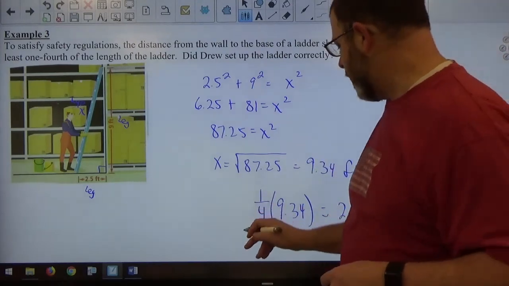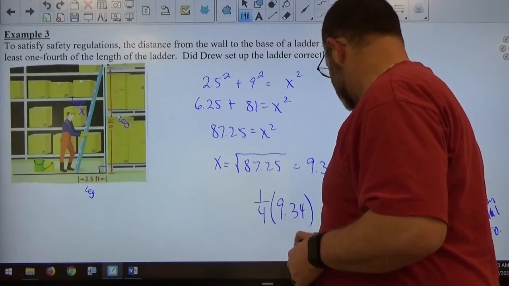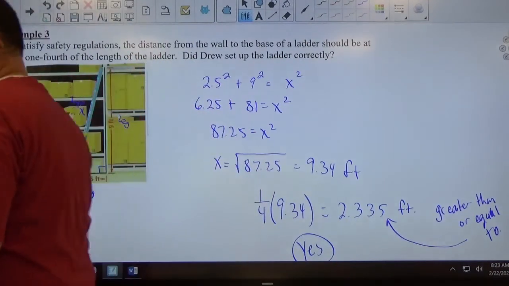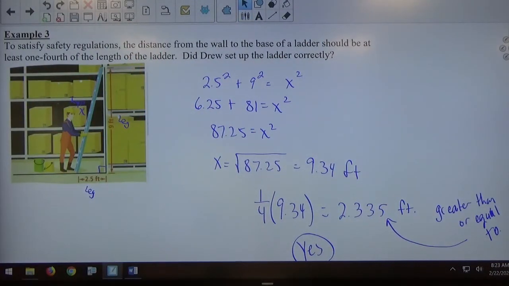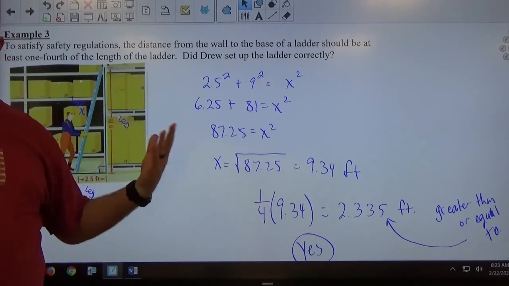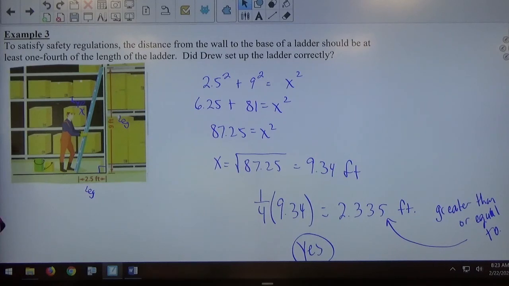So again, it's a yes-no question. Make sure on the yes-no questions that you've shown enough work to demonstrate why the yes and the no occurred. If this was only 2.1 and we got 2.335, obviously then we didn't set it up correctly and it's not safe.